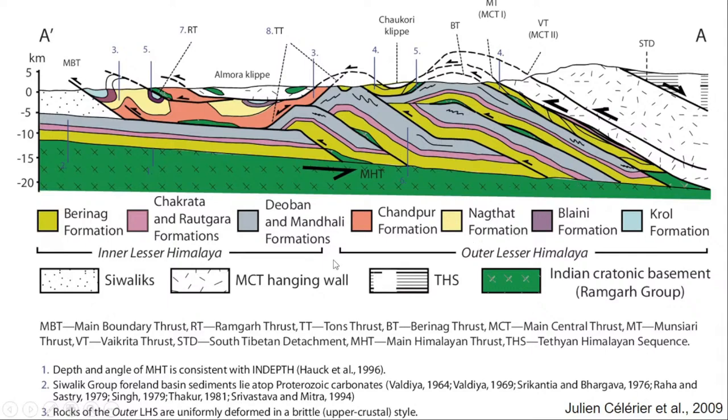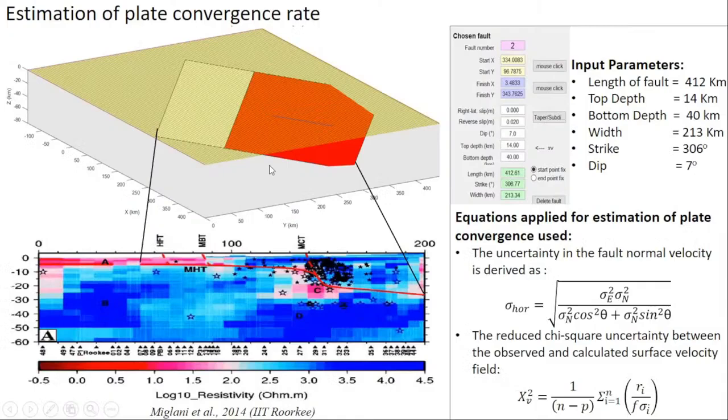So here we have assumed that the dip is around 7 degrees, the strike is around 306 degrees, the width is around 213 kilometers, the bottom depth is around 40 kilometers, and the length of the fault is 412 kilometers. With the help of this, we have gone for the modeling, and this is the model where we give all these parameters.